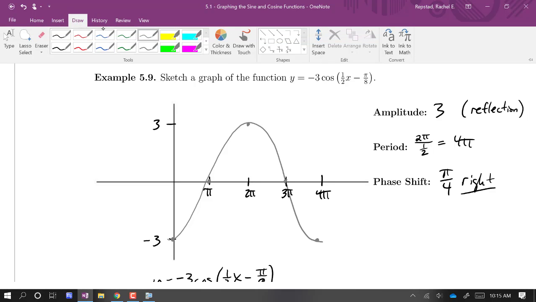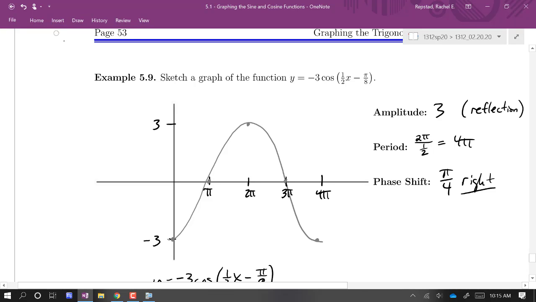Now I need to find my new anchor points for this function. I'm going to take each of the anchor points, which were at 0, pi, 2 pi, 3 pi, 4 pi, and add pi over 4 to all of them. 0 plus pi over 4 is the easy one. I also want to make sure that where I plot it seems reasonable. Halfway to pi is pi over 2, and half again is pi over 4, so pi over 4 is just a short little distance here.